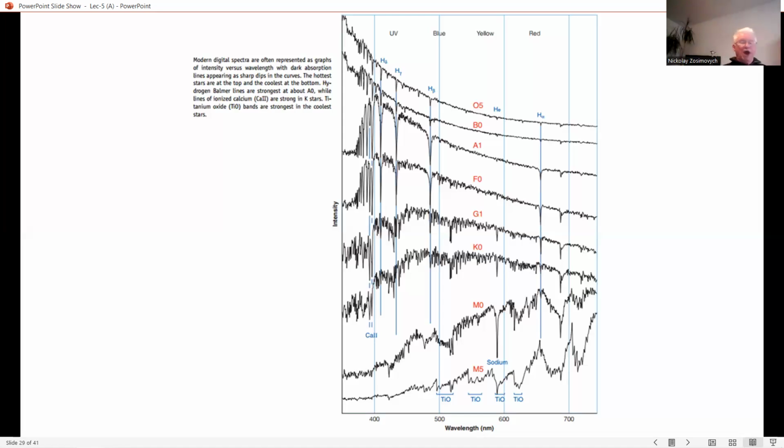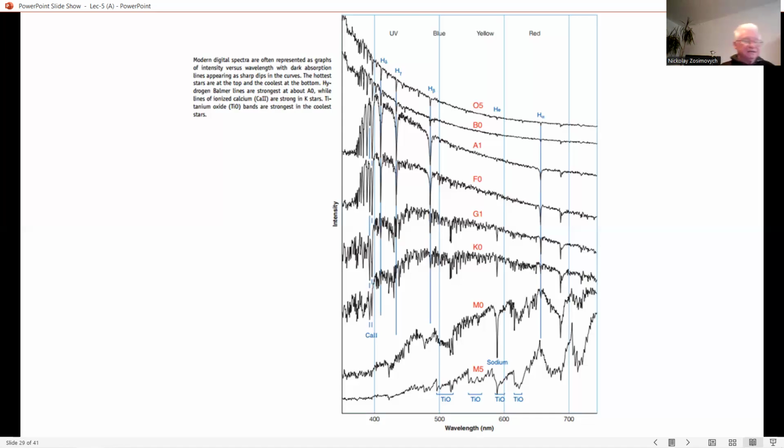Two lines of ionized calcium increase in strength from A to K and then decrease from K through M. Because the strength of these spectral lines depends on temperature, it requires only a few moments to study a star's spectrum and determine its temperature. Now you can learn something new about your favorite stars.